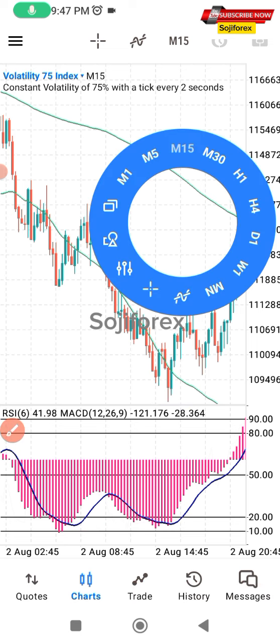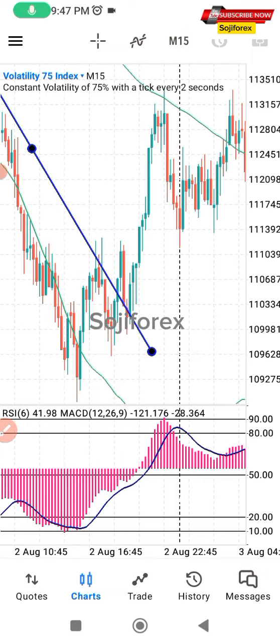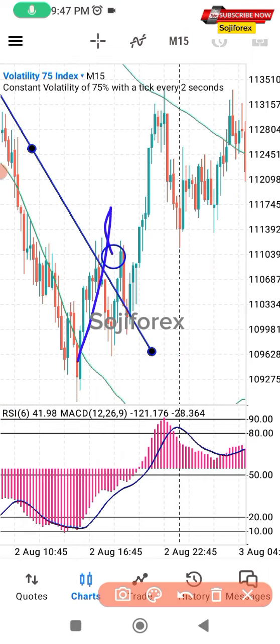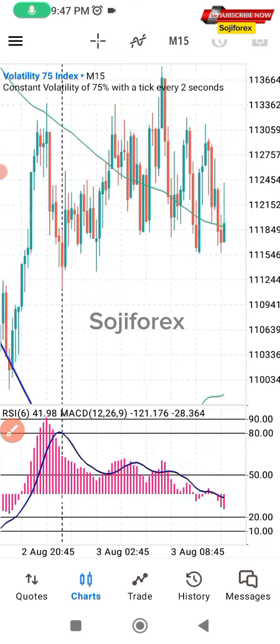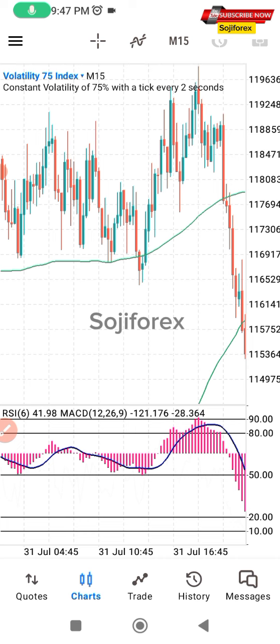Okay, connect our trend line this way. You can see that price break to it, retest it, and the move is massive. So this is one of the strategy you can build your trading system around it.